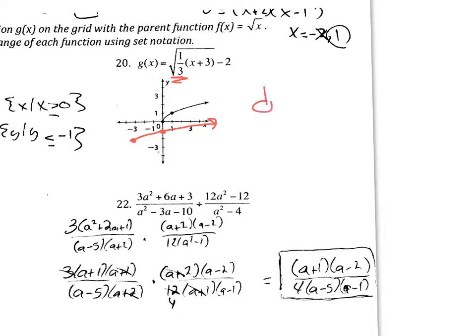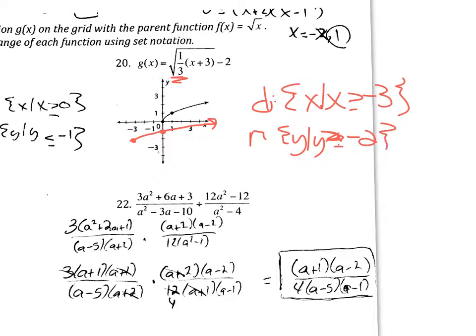And my domain, remember your domain and range come from your beginning point. So I'm going to put x is greater than or equal to -3. And the range, I'm going to say y, this time it's going up, is greater than or equal to, oops, I put the wrong way, greater than or equal to -2. That's your domain and range.